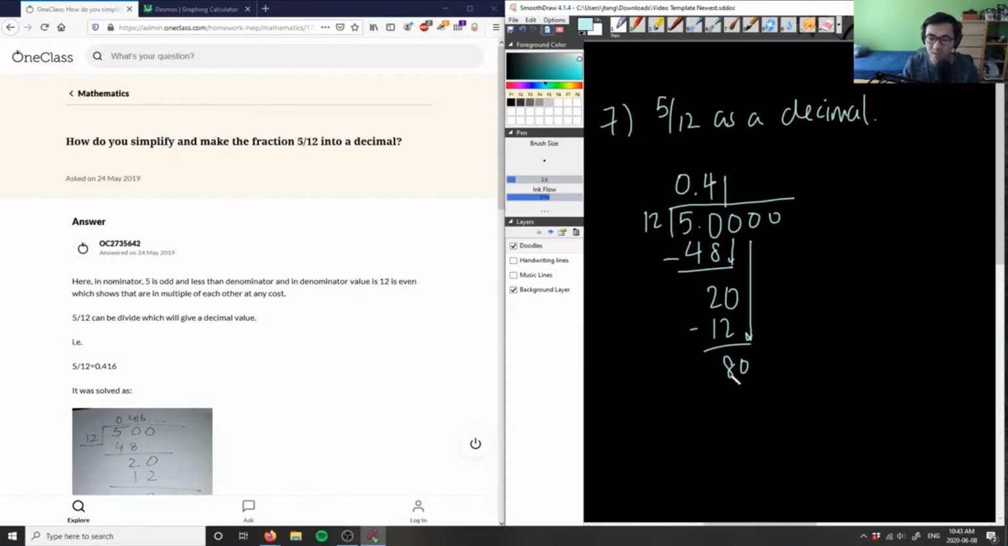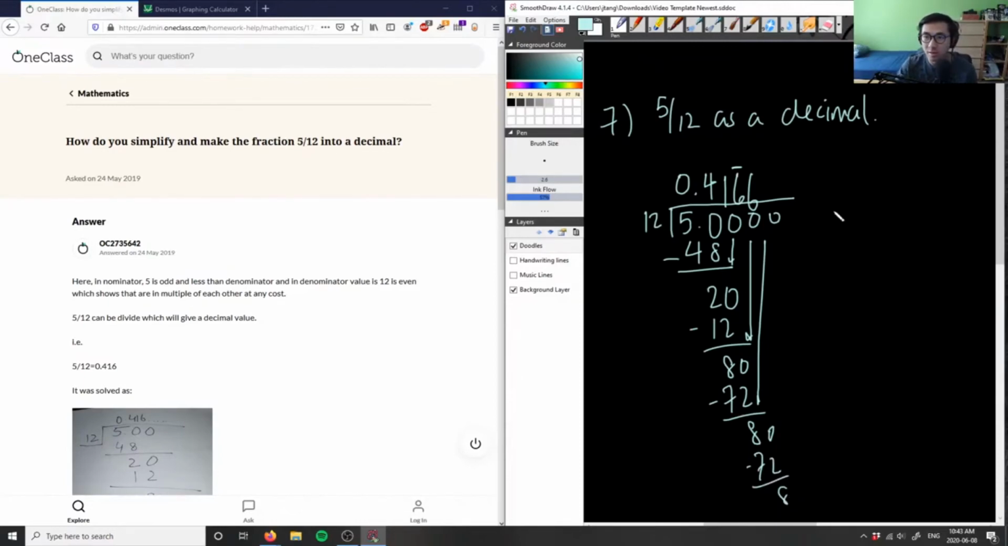12 times what number is close to 80? I believe it's 6, because 6 times 12 is 72. 80 minus 72 here is going to be 8. You can bring down another 0, and you're going to recognize that the 6 is going to be a repeating decimal.